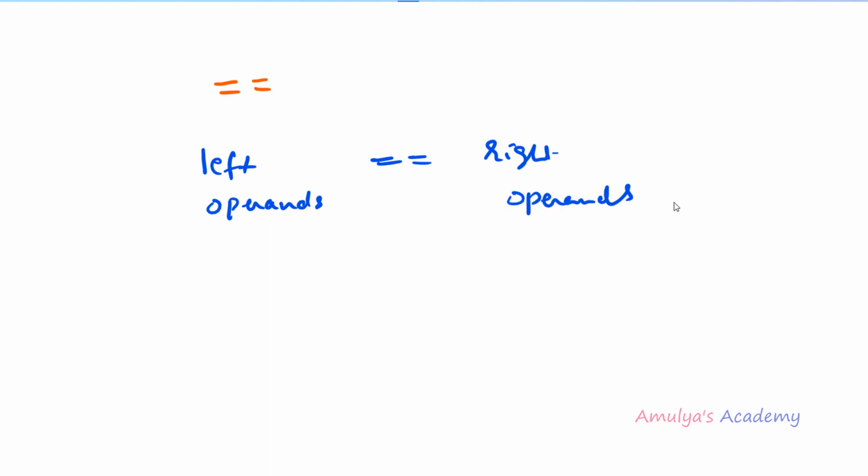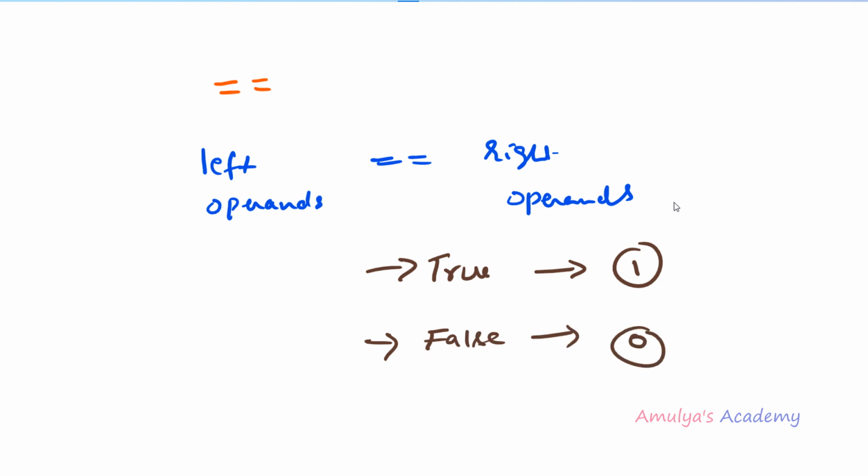We can write this operator like this. Here we have left operands. Next, in the middle we need to use this operator, and here we'll have right operands. So it will check whether the left operands is equal to right operands. If both the operands are equal, it will return true, so we'll get the output as 1. If it is not equal, it will return false, that is nothing but we'll get the value 0.